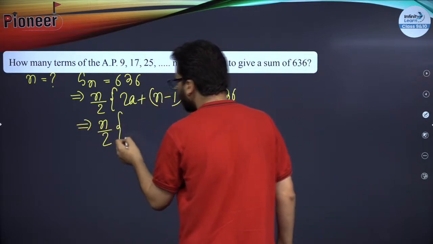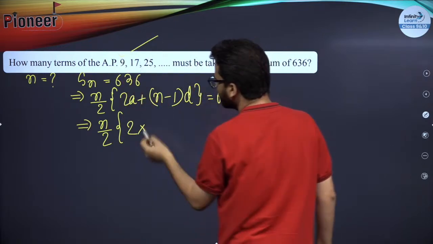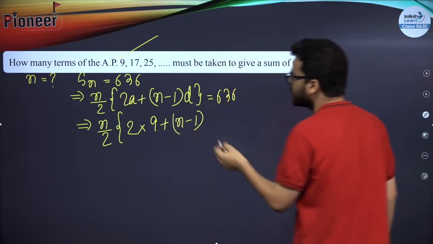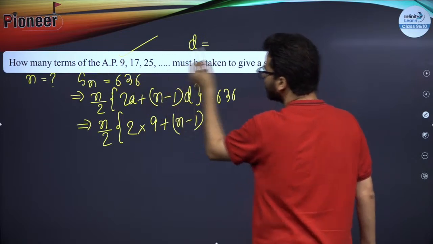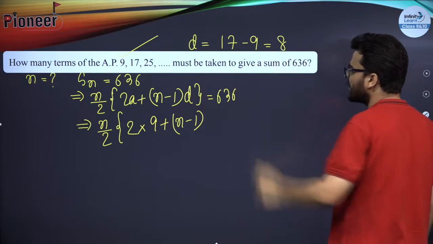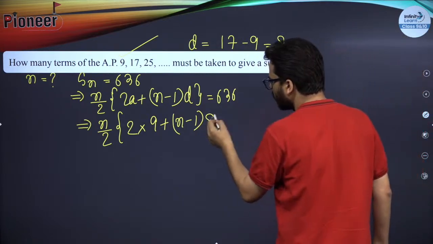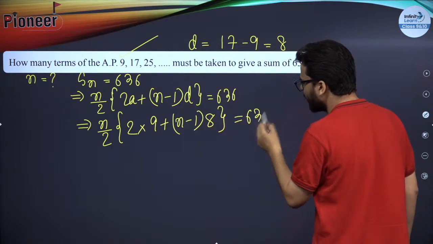Now 2a, you know, a is the first term of this AP. So a is what, guys? That is 9, plus n minus 1. What is the common difference of this AP? Tell me, guys. Common difference will be the difference between a term and its previous term. So 17 minus 9 is the common difference, that is 8 over here. Correct? So that is equal to 636.